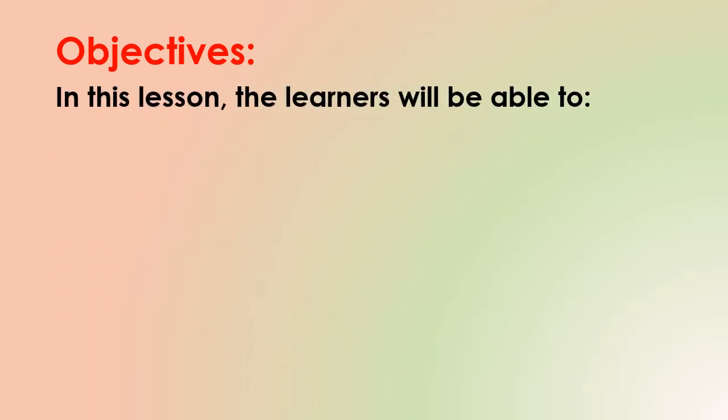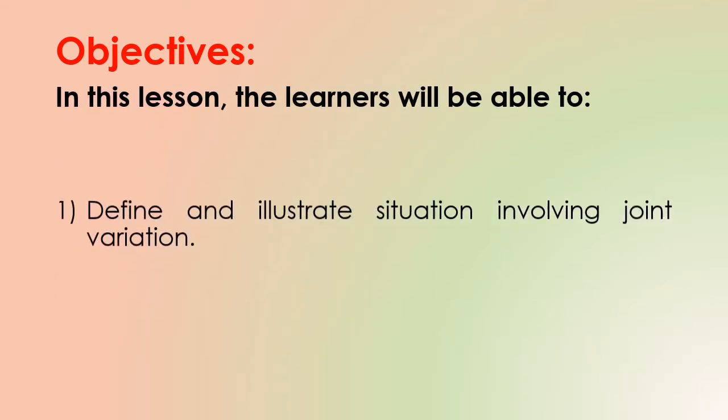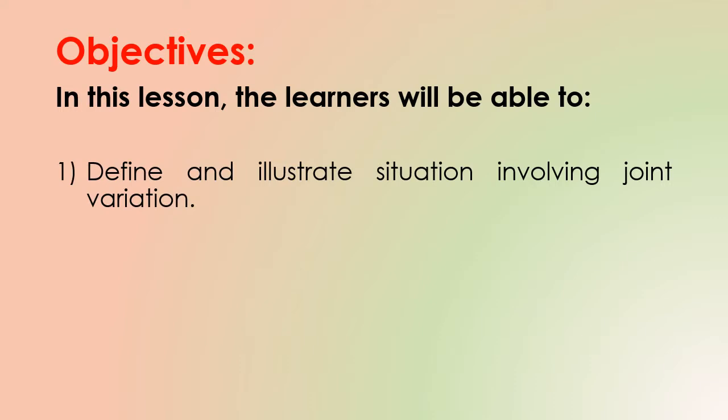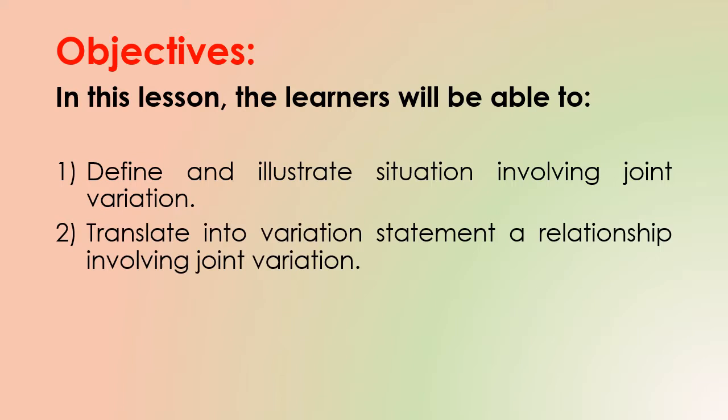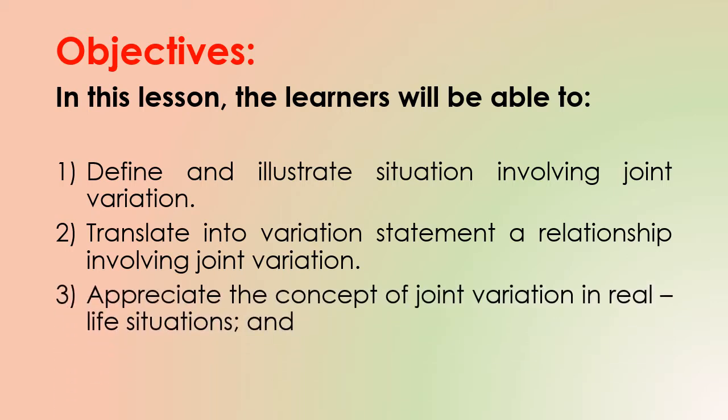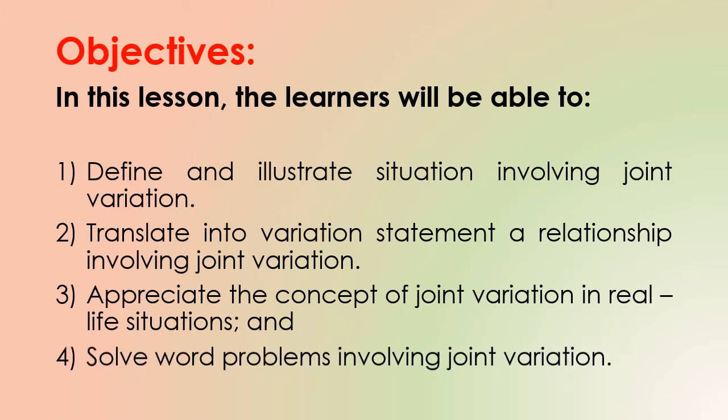So the objectives in this lesson, the learner will be able to: Number 1. Define and illustrate situation involving joint variation. Number 2. Translate into variation statement a relationship involving joint variation. And number 3. Appreciate the concept of joint variation in real-life situation. And lastly, solve worded problems involving joint variation.